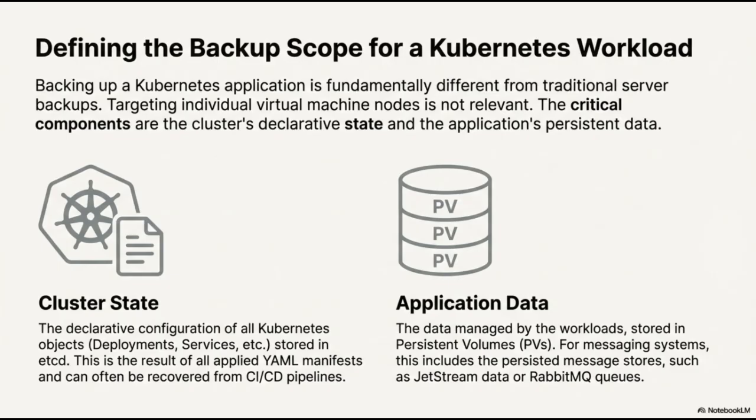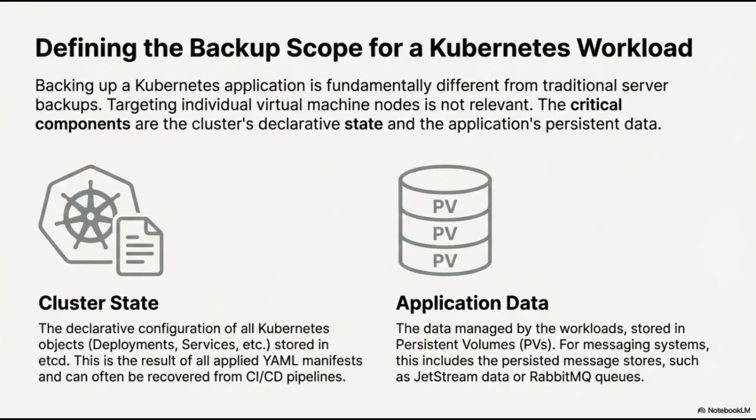The first pillar is the cluster state. This encompasses the declarative configuration of all Kubernetes objects, including deployments and services, which are stored within etcd. This state is the result of all applied YAML manifests and, in many cases, can be recovered through CI/CD pipelines. The second pillar is application data.